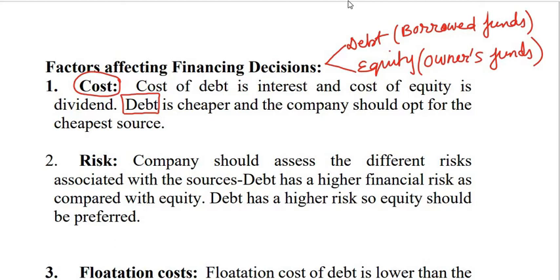So let us see the second factor, that is risk. This also I have discussed above when I was comparing debt and equity. We know that debt is very risky. It has a higher financial risk, whereas equity is considered as riskless. So finance manager has to see which particular source of finance he has to choose, keeping in mind the risk involved. So if he wants to take higher risk, he will prefer debt, otherwise equity.